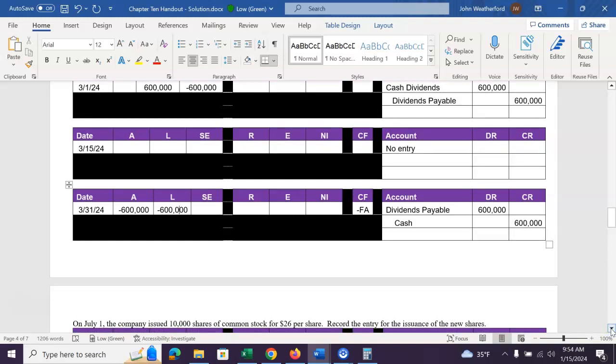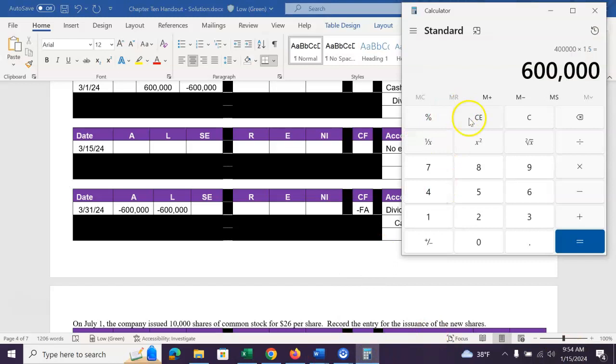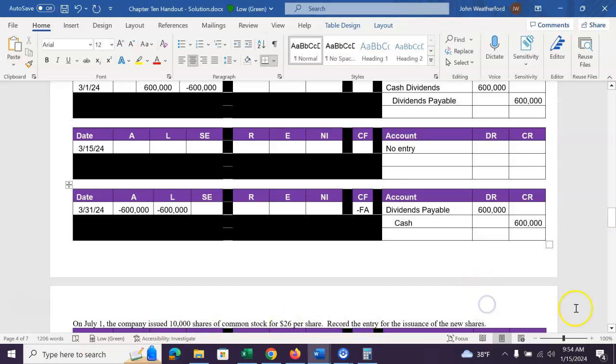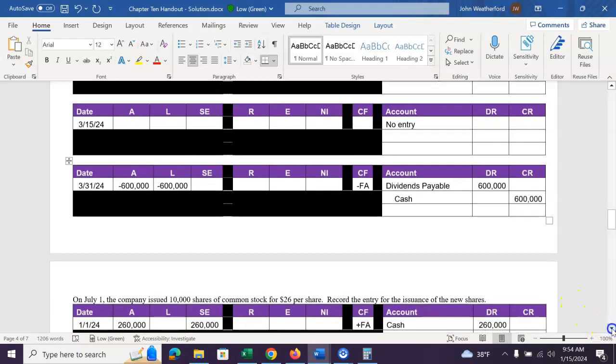On July 1, the company issued 10,000 shares of common stock for $26 per share. Record the entry for the issuance of the new shares. Okay. Again, we will debit cash, right? You've seen one similar to this already. We'll say 10,000 shares times the issue price, $26 per share. So that's $260,000. That'll be our debit to cash.